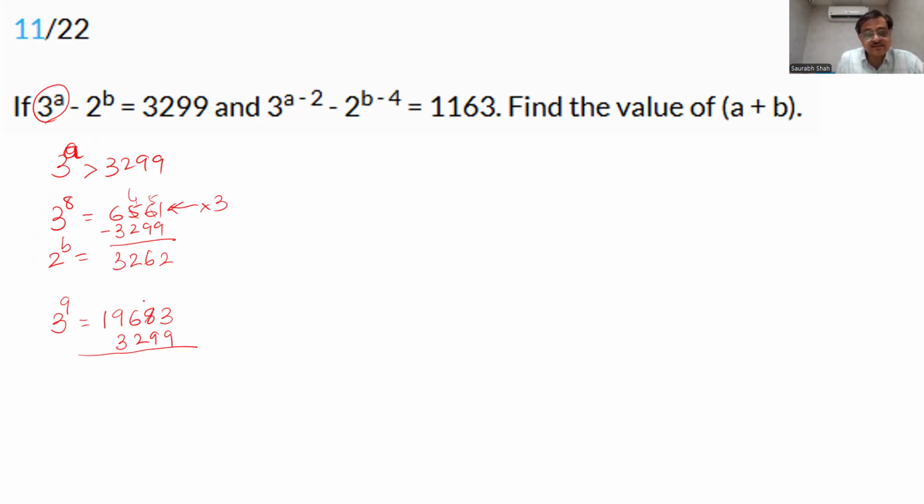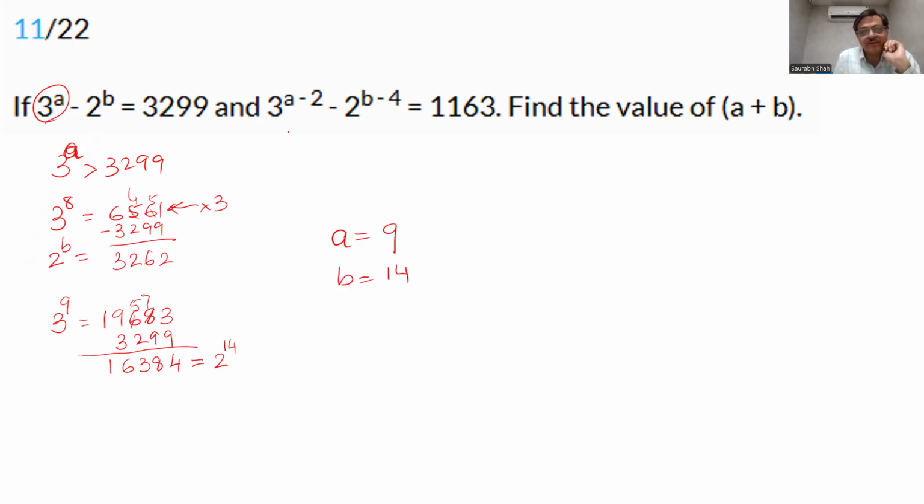13 minus 9 is 4. 17 minus 9 is 8. 5 minus 2 is 3. And 19 minus 3 is 16. And yes, this is a power of 2. This is 2 raised to 14. That means A is equal to 9 and B is equal to 14.